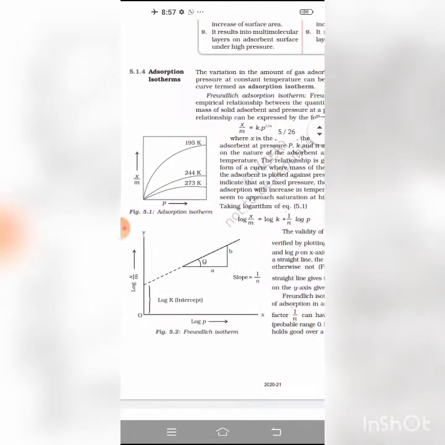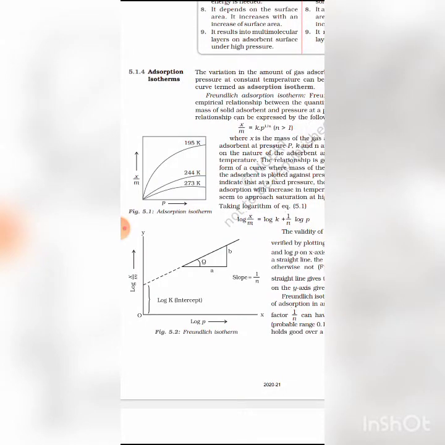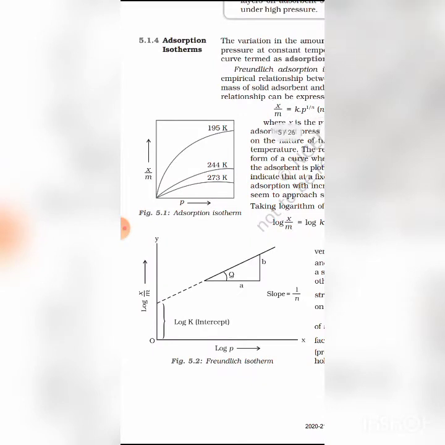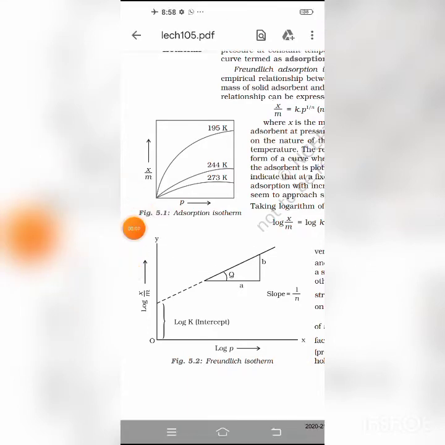Now student, look at the adsorption isotherms in your graph here. Values are at 273 Kelvin, 244 Kelvin, 195 Kelvin. x by m means where x is the amount of adsorbate and m is the mass of adsorbent.